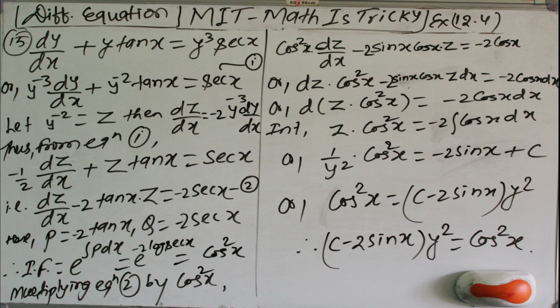Substituting these two values, the value of z and dz by dx, in equation 1, we'll get minus 1 by 2 dz by dx plus z tan x equals sec x. Now multiplying by minus 2 on both sides, we will get dz by dx minus 2 tan x into z equals minus 2 sec x.